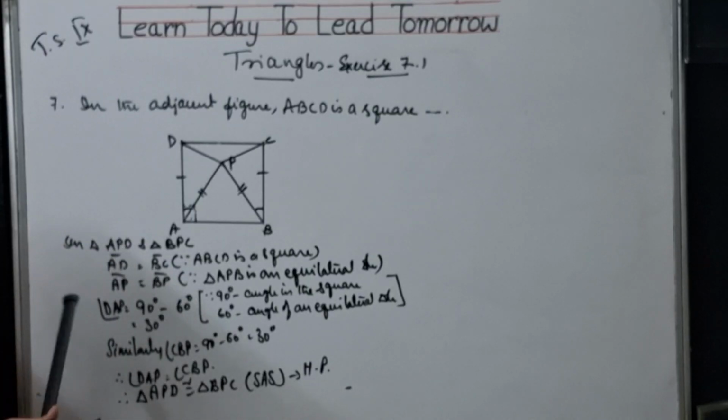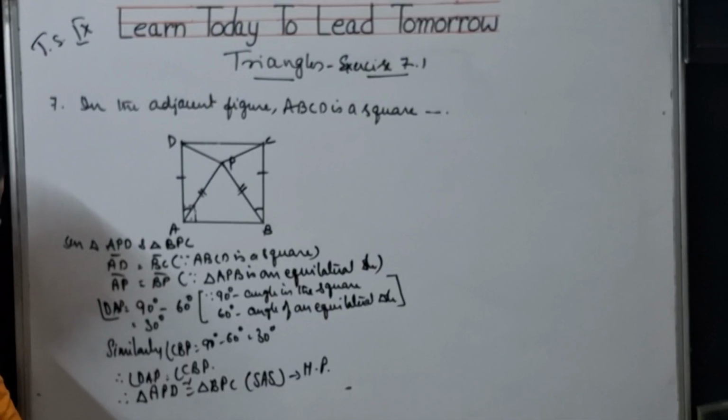In equilateral triangle, all the sides are equal, all the angles are equal. So the angles measure 60 degrees. So total angle DAP is 30 degrees. Similarly, angle CBP is also 30 degrees. So two triangles are congruent basing on side angle side property. Children, please note it down. This is seventh one.